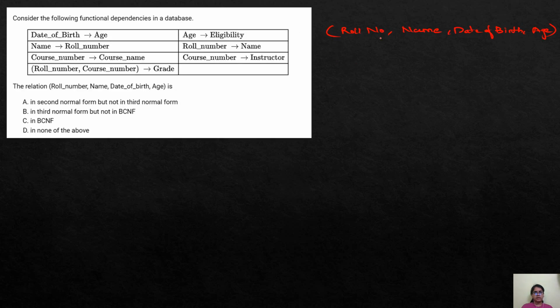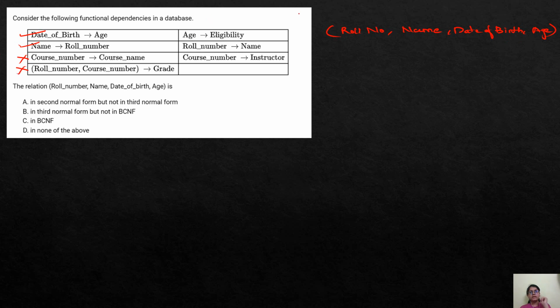Now what do the attributes belong to here? Date of birth and age are there. Date of birth and age, okay, so we can take this. Name and roll number is there. Yes, we can take this dependency also. Course number, course name: is there any course number or course name here? No, so we can't take this because it will not lie. Roll number, course number and grade: is there any of these attributes? No, we cannot take this dependency also.